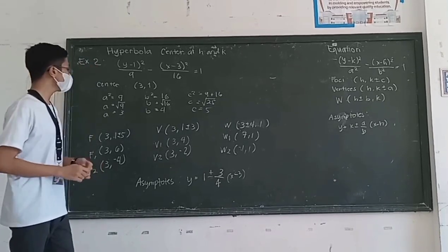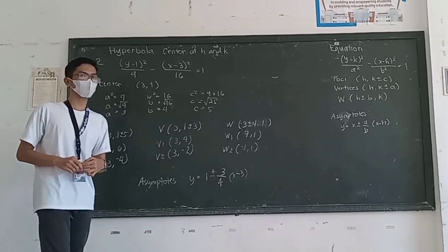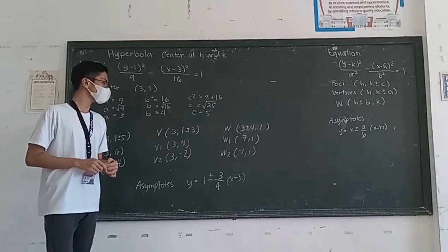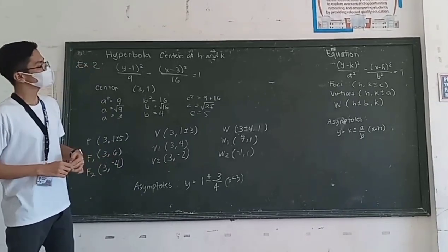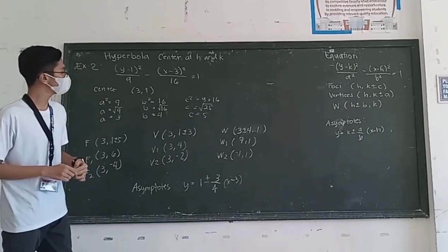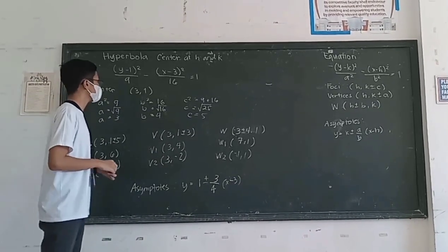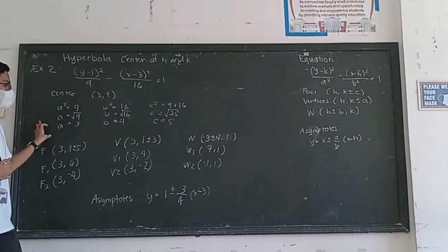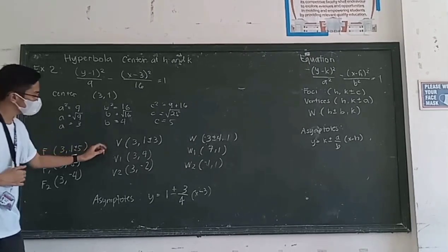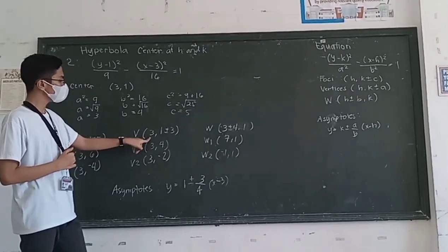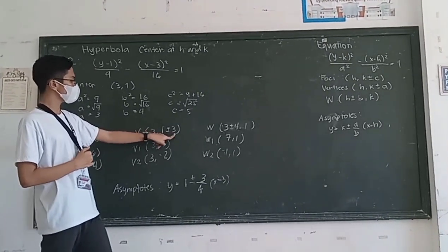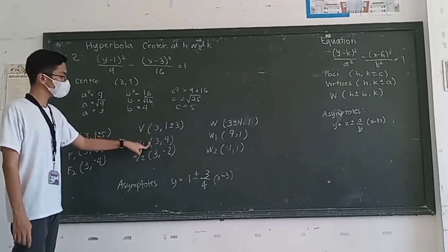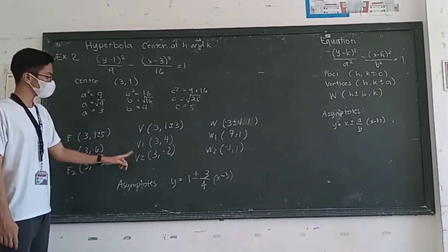After we find the coordinates of foci, now let us proceed in finding the coordinates of vertices. In finding the coordinates of vertices, we need to substitute the value of a into the center, which is (3, 1). The value of a is equal to 3. So we have these coordinates: vertices is equal to (3, 1 plus and minus 3). So we get this: vertex 1 is equal to (3, 4), and vertex 2 is equal to (3, -2).